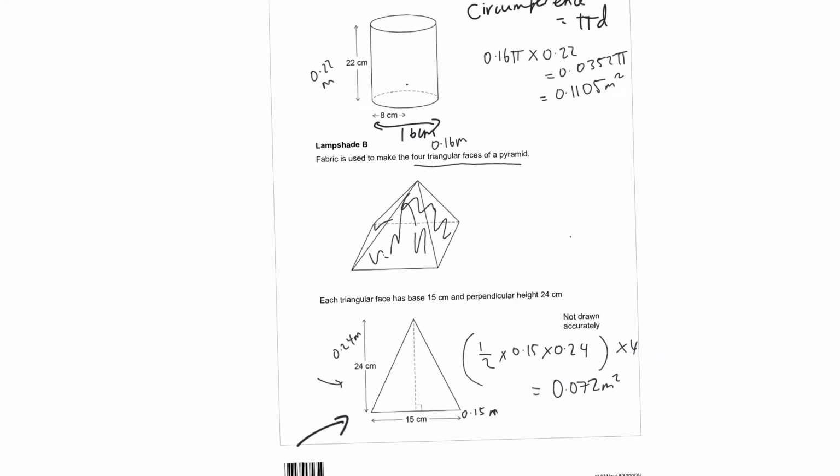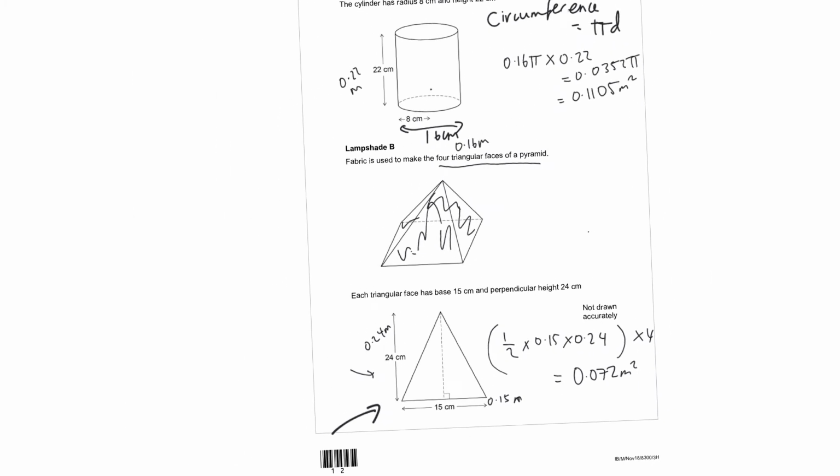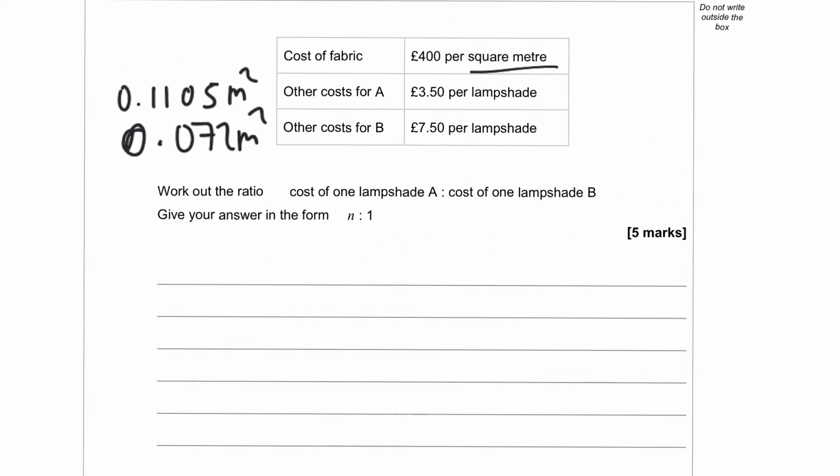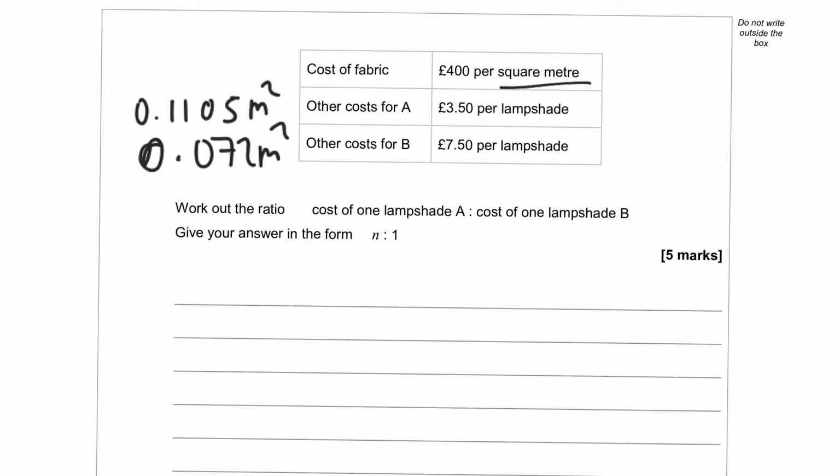Okay, so now we've got the area of lampshade A, we've got the area of lampshade B. Just going to make note of their areas here. So that was 0.105, and then B was 0.072 meters squared. Okay, so now let's zoom in so you can just have a clear perspective of what's going on. The next thing is now we need to work out the costs with the fabric.